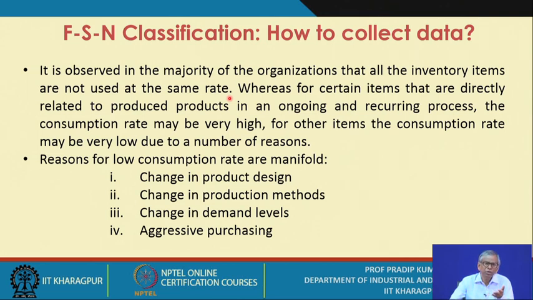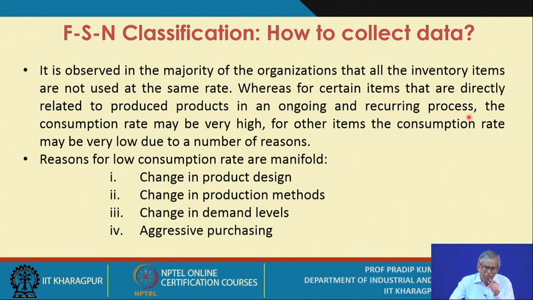Obviously, particularly in a case where you produce to capacity, you have created capacity for your plant, suppose it is produced to stock. That means the item has a constant market. Whenever you produce it, there is a market for it. So that could be the situation: produced to stock, not produced to order. For almost all the items currently, the production rate is known. Whereas for certain items directly related to the produced products in an ongoing or recurring process, you will find certain items which are regularly used for production purposes.